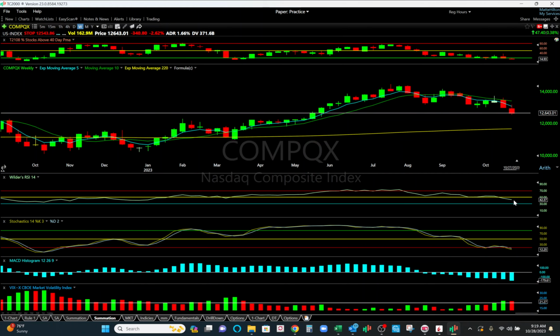RSI in the weekly for the NASDAQ is now below 50 and is holding there. Stoch is oversold and can stay down here for a while. MACD is negative, and VIX again is above 20. That's all bearish. With the VIX staying above 20, I'm expecting to see some more downside or market volatility.